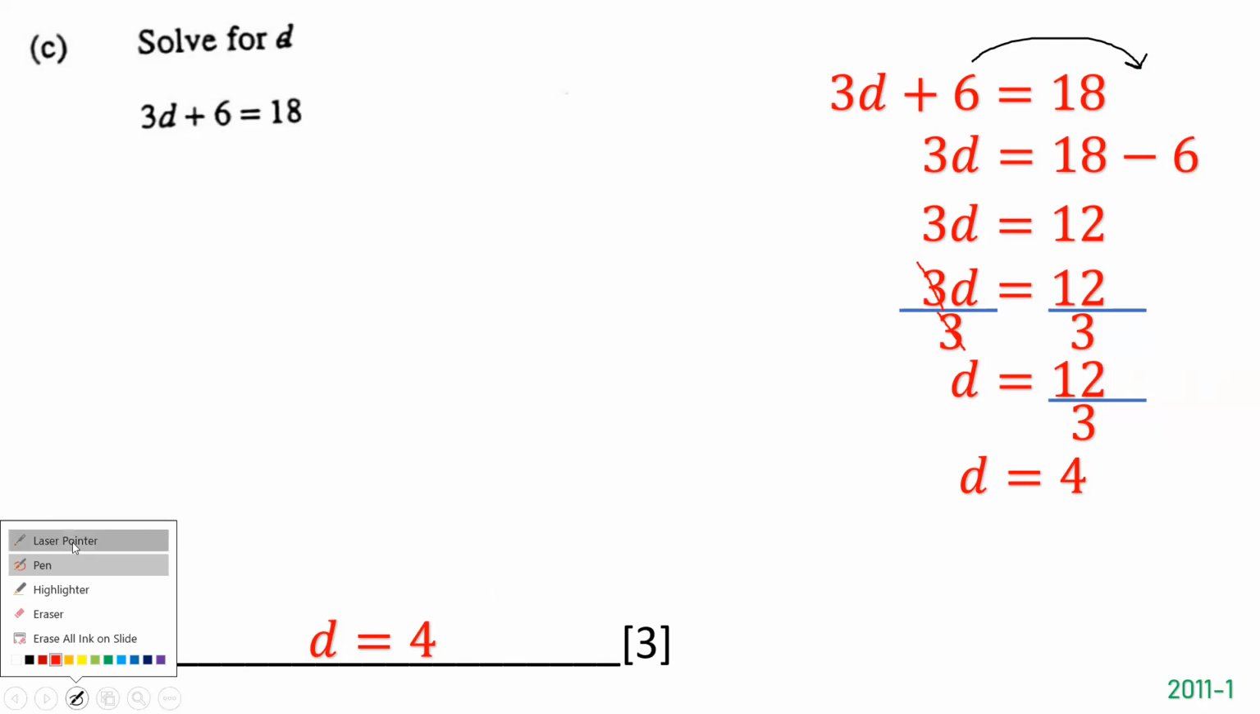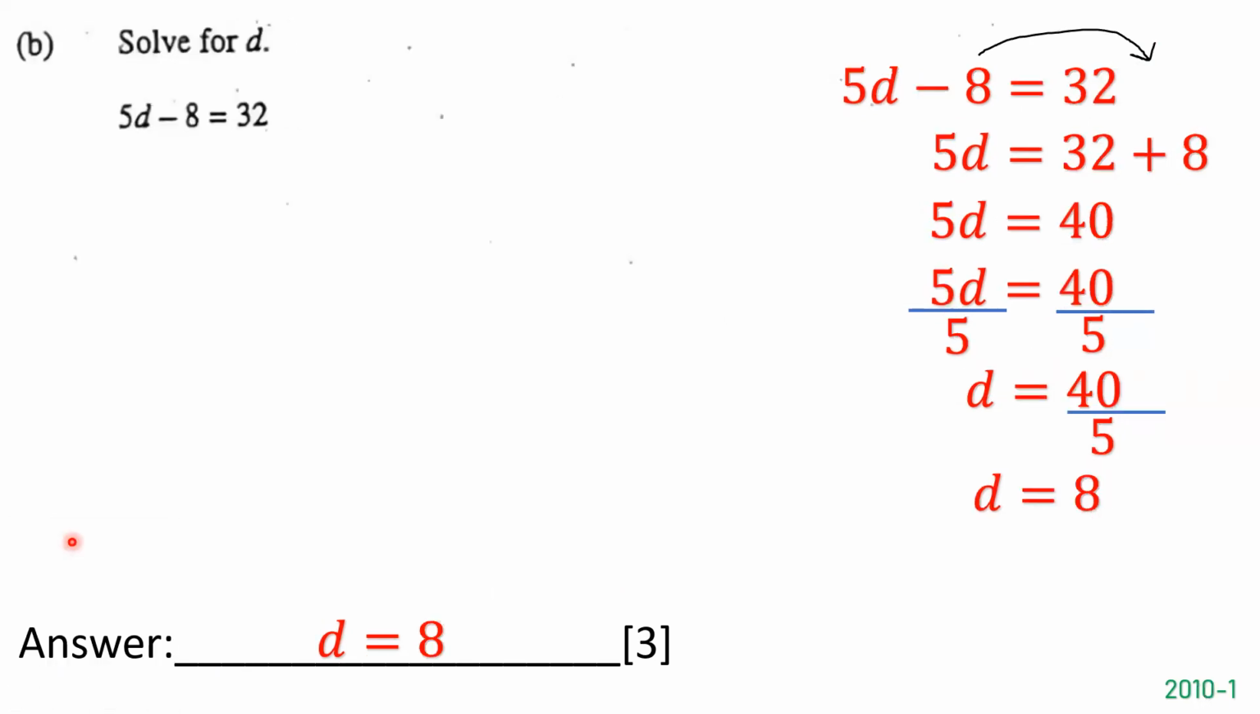And that's our answer. Moving right along, we have 5d minus 8 equals 32. Since we have a negative 8, we're going to send that over the equal sign. And so negative 8, when we send it over the equal sign, becomes positive 8. And so we have 5d equals 32 plus 8. Notice that 32 plus 8 is 40. And so here we have 5d equals 40.